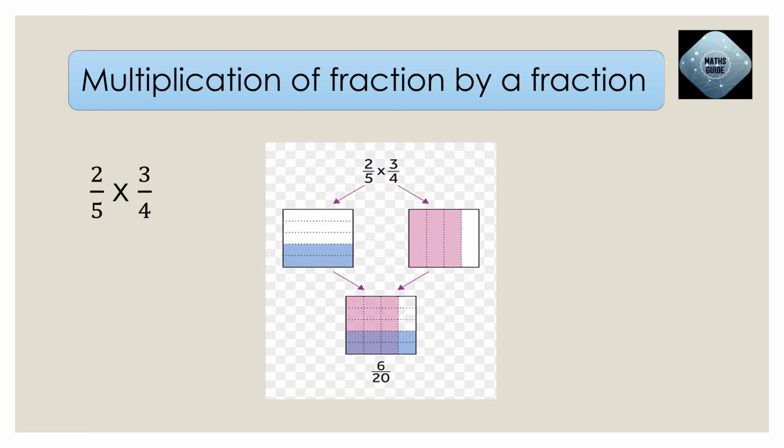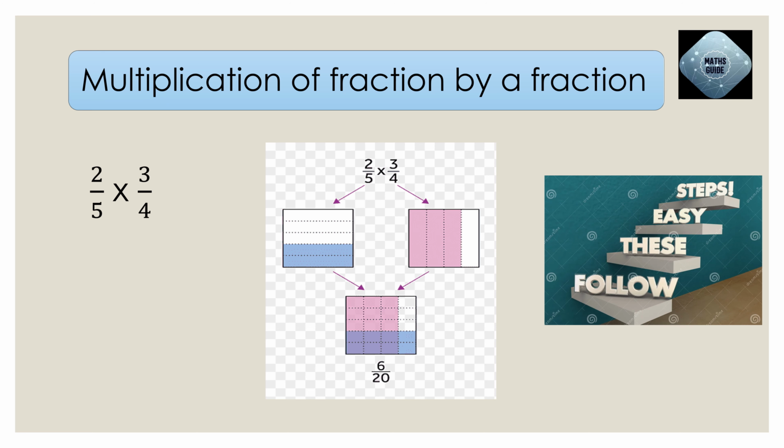First understand it through a diagram. As you can see, the first fraction is shaded blue and the second fraction is shaded pink. We can multiply by mixing both figures together. After mixing, we get this purple shaded part. This is our required answer, which means 6/20 is our answer. This was for your understanding, but we will not go for this method. So we will follow our steps.